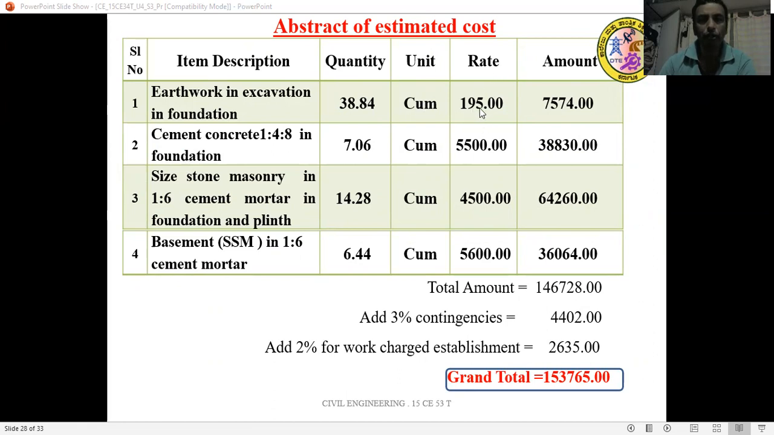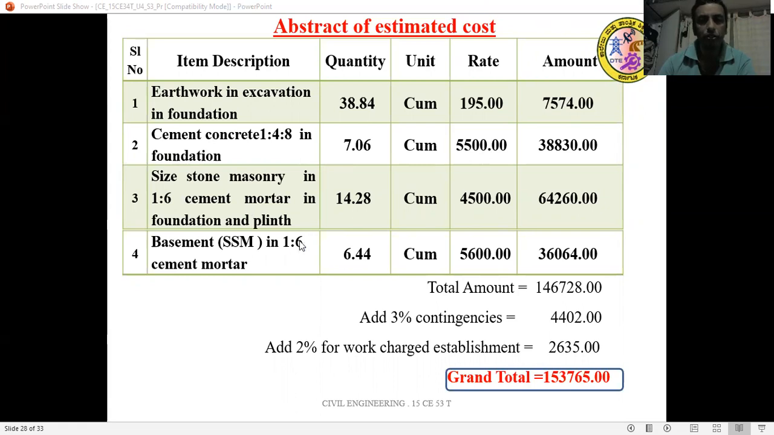The rate is 195 rupees per cubic meter. The rate is obtained from the schedule of rates of the particular district circle. The 195 rate will differ from place to place depending upon the availability of the material and the availability of the labor. Then you will find the amount by multiplying 38.84 by 195 rupees. Both the values are multiplied, and then you will get 77,574 rupees.